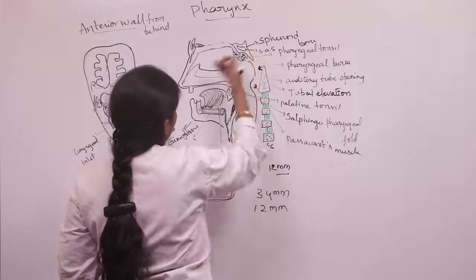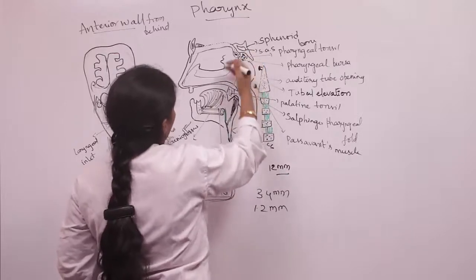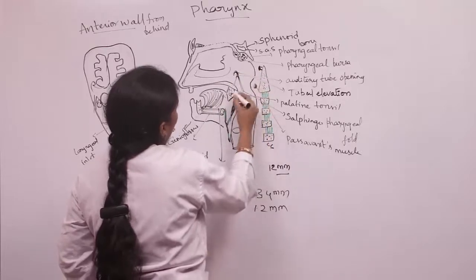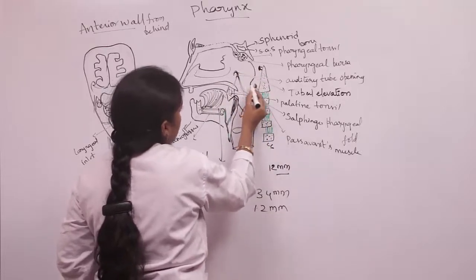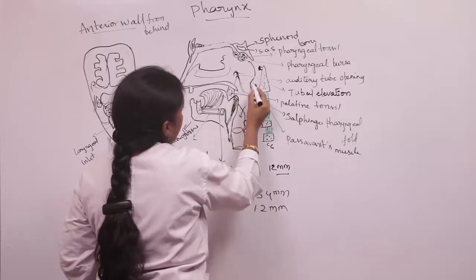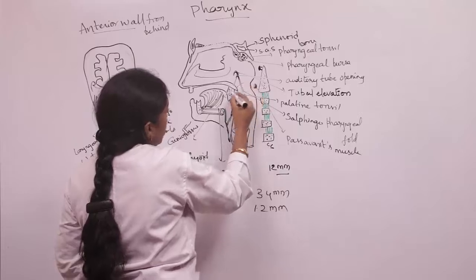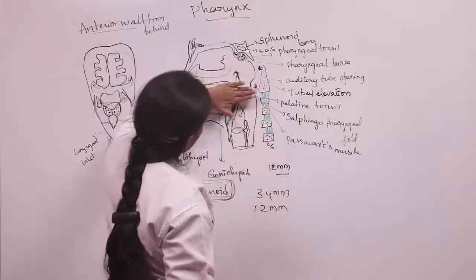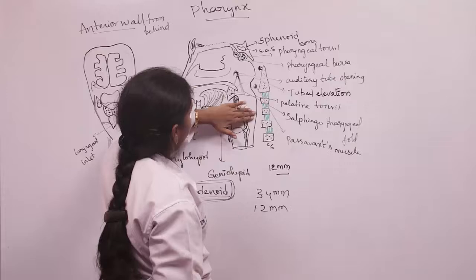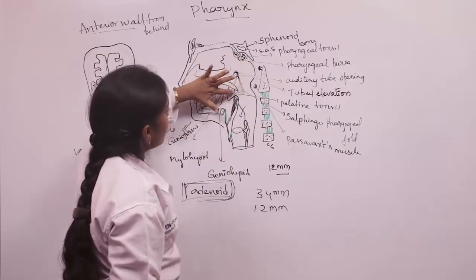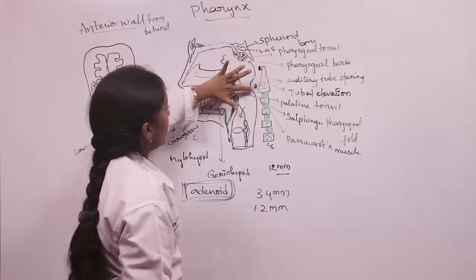Coming to the floor of the nasopharynx, it communicates with the oropharynx through the oropharyngeal isthmus. So this is the oropharyngeal isthmus. The floor of the nasopharynx communicates with the oropharynx. This is the nasopharynx, this is the oropharynx, and this is the laryngopharynx.